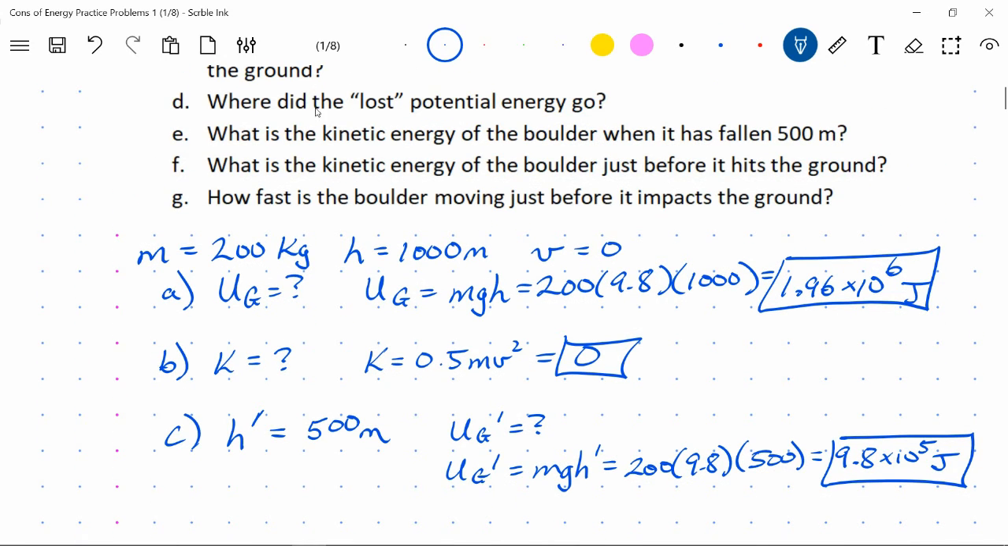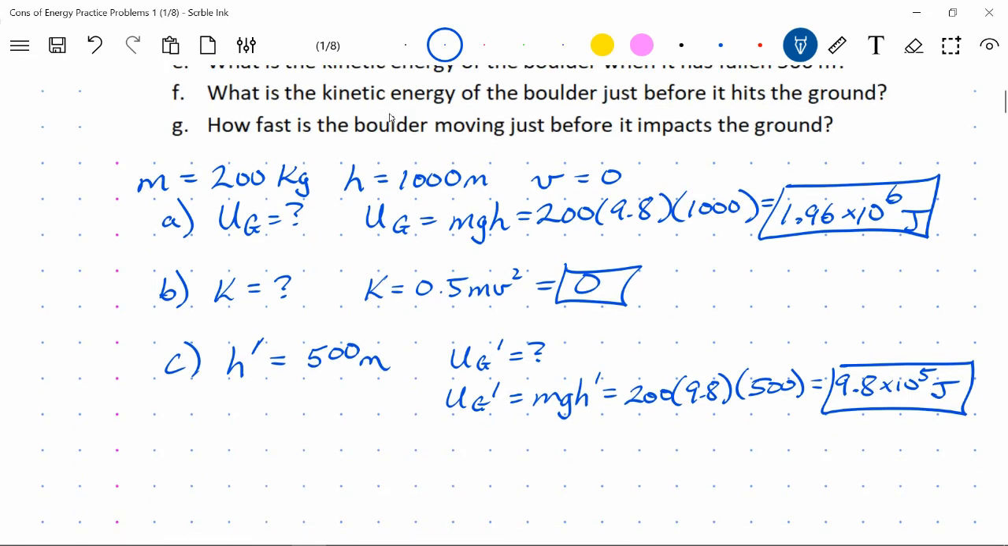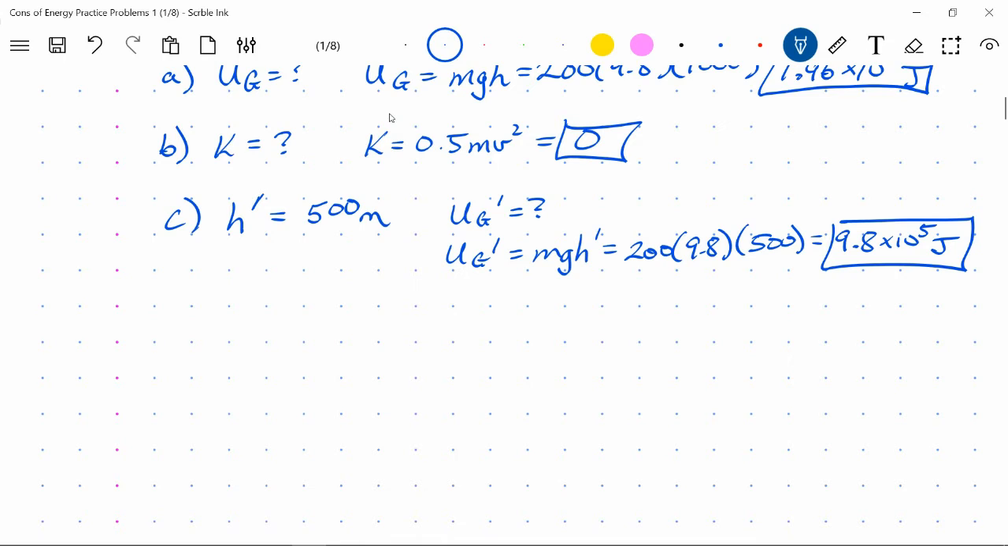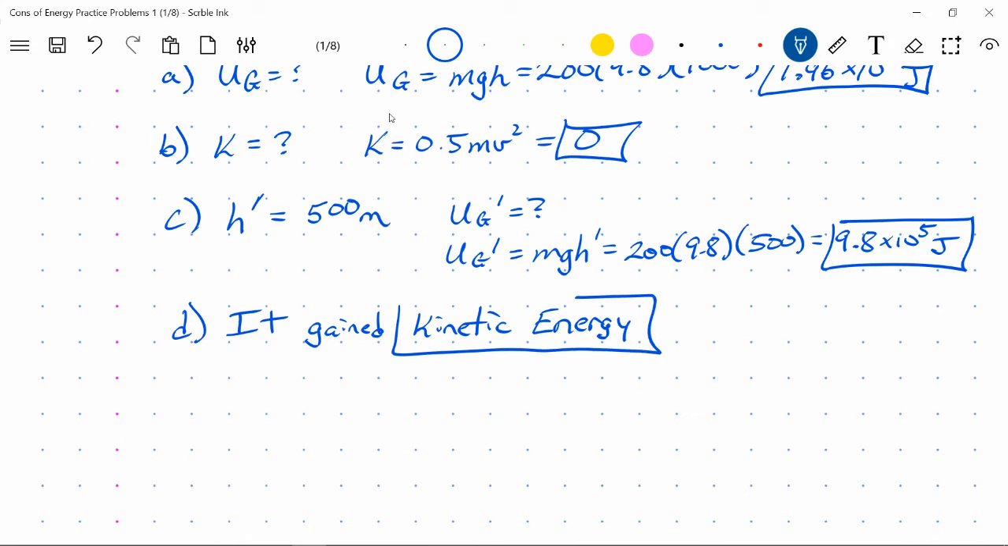Part D says, where did the lost potential energy go? Conservation of energy is a big idea. If you lose one form of energy, it means that you've acquired some other form of energy. So in part D, it's really just a recognition question of realizing that this thing's now moving. Because of that motion, it has kinetic energy. It got that kinetic energy from the lost potential energy. So it gained kinetic energy. That's where that missing potential energy is. It's not really missing energy at all.